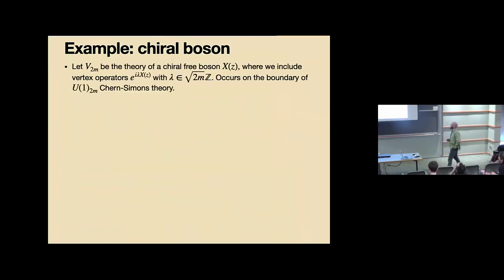So let's apply this in an example. Let's say we want a single chiral boson. Surely we should know all the symmetries of that thing, so let's try and reproduce them using this formalism. When you talk about a chiral boson, you have to specify which vertex operators you include in the theory. Those generally belong to some charged lattice, square root of 2m Z. And this m here tells you the level of the bulk Chern-Simons theory that supports the chiral algebra on its boundary.